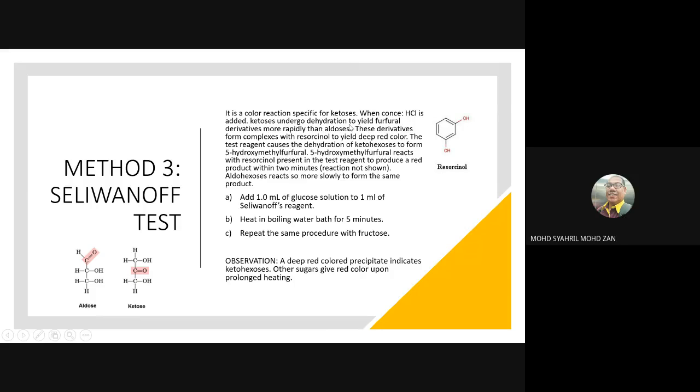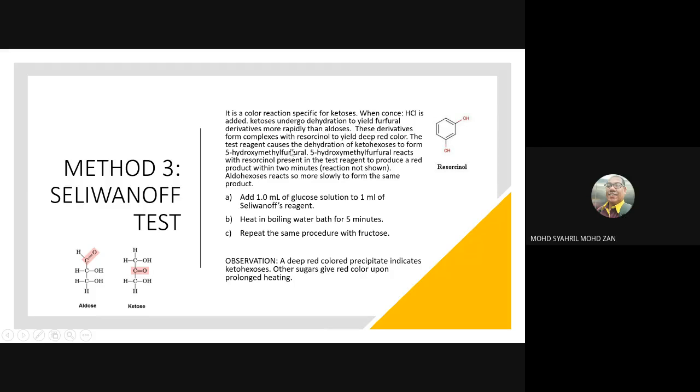Okay. When concentrated hydrochloric acid is added, ketose undergoes dehydration to yield furfural derivatives more rapidly than aldose. Okay, so ketose ni akan membentuk satu bahan dikenali sebagai furfural. Okay, these derivatives form a complex with resorcinol to yield deep red. So furfural derivative yang bergabung dengan ketose ni akan bergabung dengan satu lagi bahan untuk memberi pewarnaan, dikenali sebagai resorcinol. Okay, that's why kita dapat deep red color.